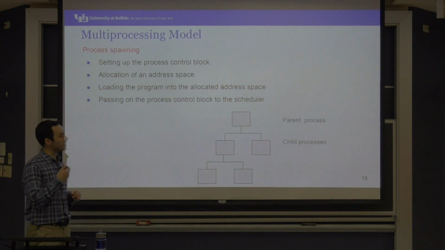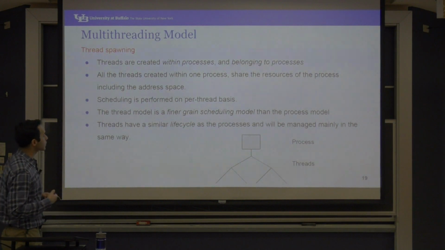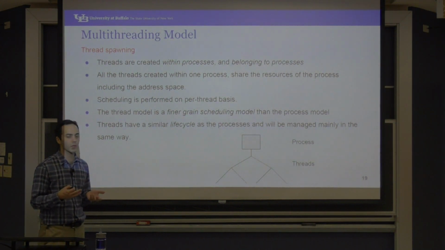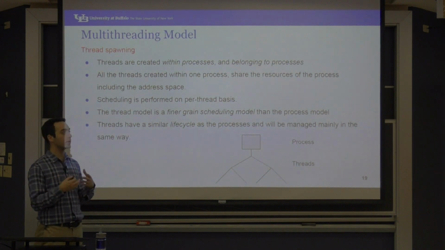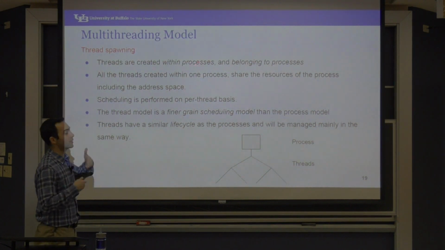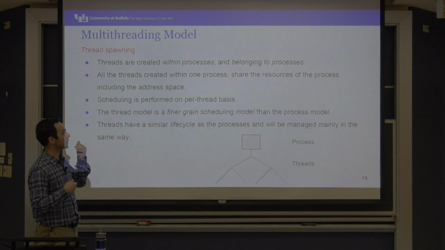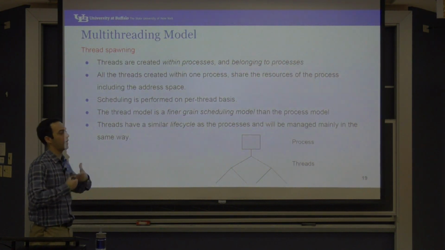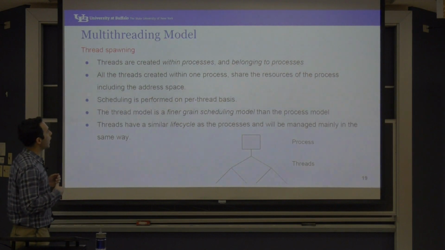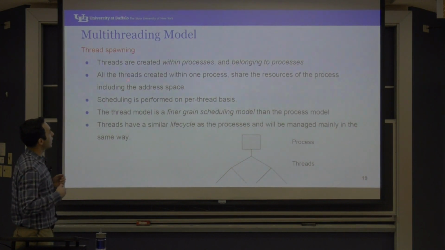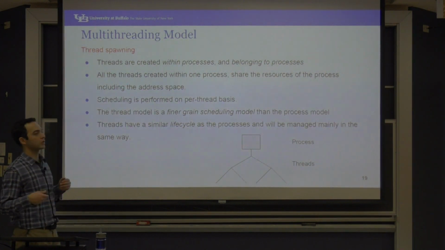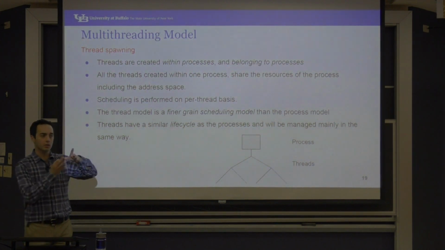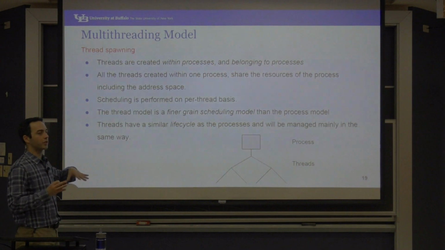Now, thread spawning is different, because none of that happens when you create a thread. The thread is created within the same process, and it belongs to that process. So you don't create an address space; it just shares that. All threads within the process share the resources of the process, including the address space, as we just saw in the last diagram. So the address space is the same, and all the threads have access to it.